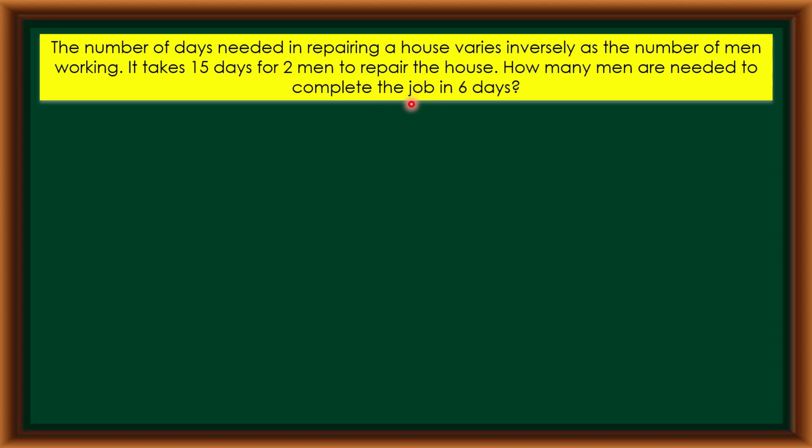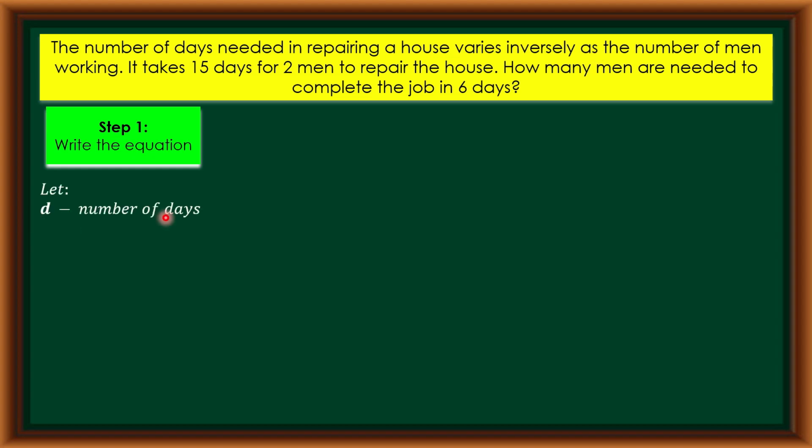So this one is obviously an example of inverse variation. So with this, we will use an equation that is related to inverse variation. So let us start with the first statement. The number of days needed in repairing a house varies inversely as the number of men working. So let us assume that D will be the number of days, while M will be the number of men. From here, we will now create an equation in which D is equal to k over M. Again, k is our constant of variation.